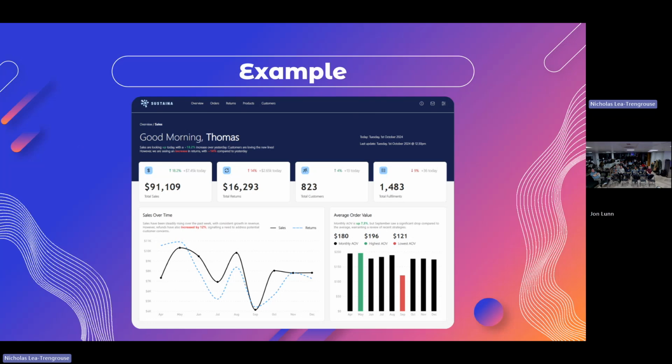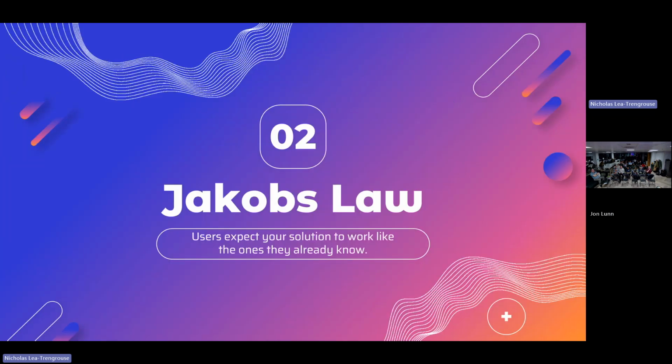Yeah. So next slide. I'm going to move on to the next law now, which is Jacob's law. Jacob's law is where users expect your solution to work like the ones they already know. So think about your users and think about yourself. You probably spend more time on other websites and other applications than you do in Power BI or within BI tools.